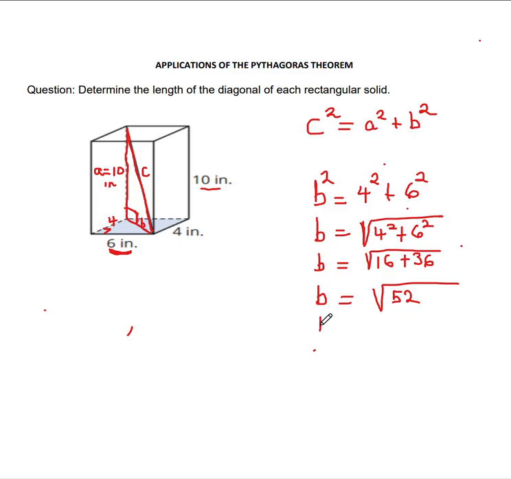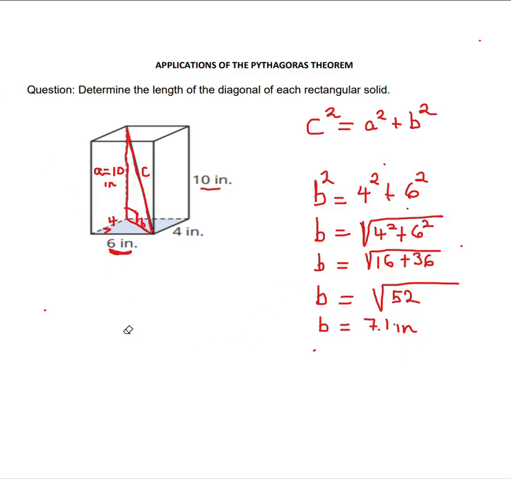Rounded to the nearest tenth, the square root of 52 is going to give us 7.1 inches. The dimensions of this solid are in inches, so this will be 7.1 inches. So what we have just found here is the value of the base of this triangle that I've carved out in red inside of the rectangular solid. The base of that triangle is B, which is 7.1 inches.